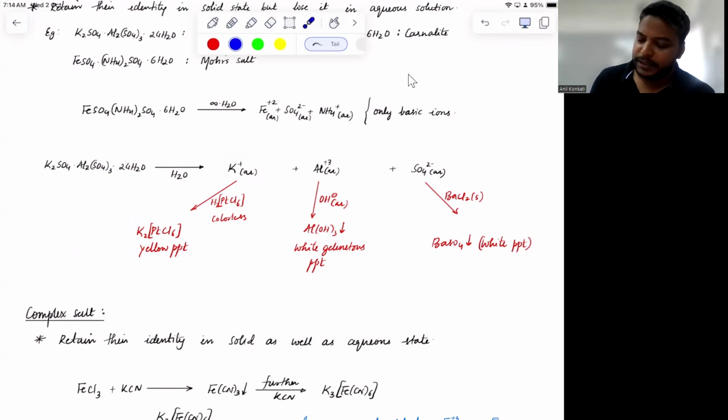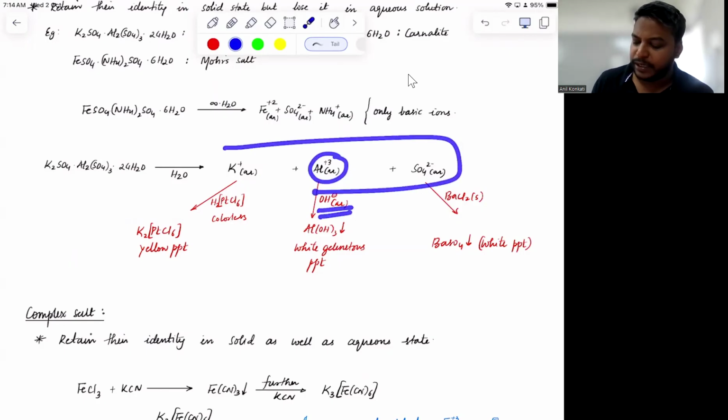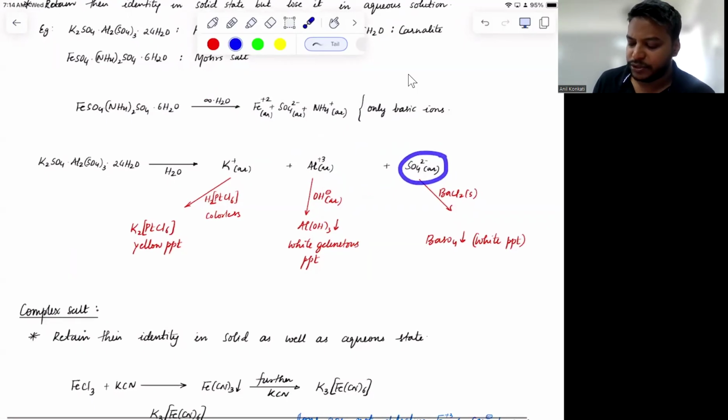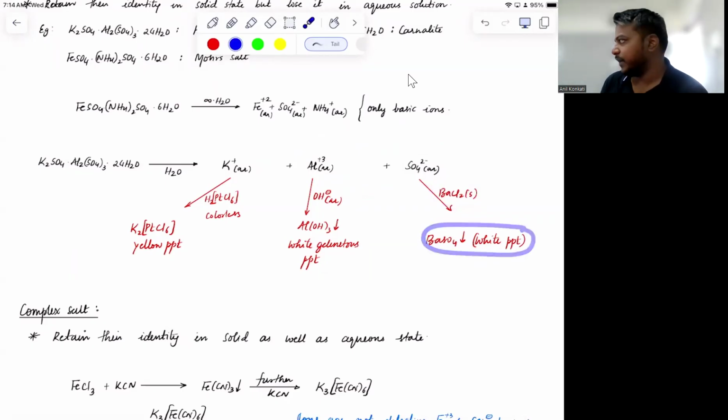Okay. Similarly, Al3+, if this solution is added to NaOH, we will see a white gelatinous precipitate, which confirms the presence of Al3+. If you have sulfate ion in the solution, you add some barium chloride solution, and if you get a white colored precipitate, that confirms the presence of sulfate.